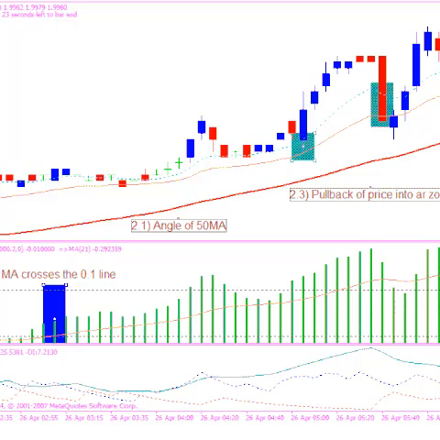Criterion 2: the 21 EMA on the SM angle indicator to cross the 0.1 or minus 0.1, 0.15 or minus 0.15 line. 2.2.1 The area between the 0.1 and minus 0.1 lines is called the no trade zone. 2.2.2 No trades to be taken if the 21 EMA is in the no trade zone.